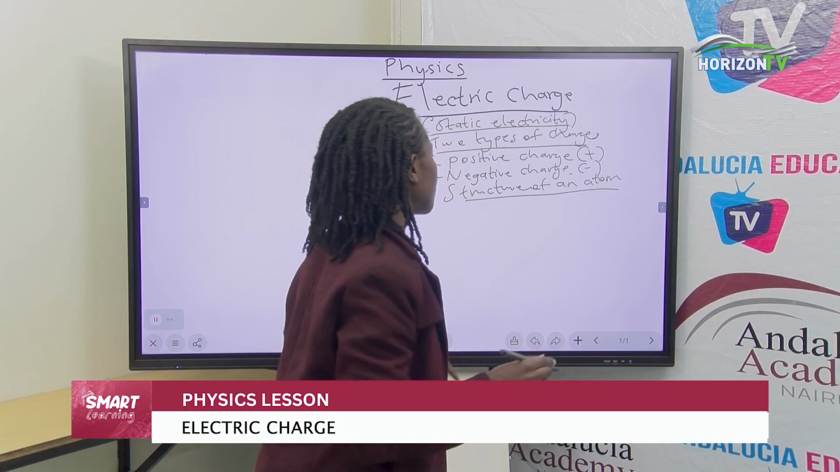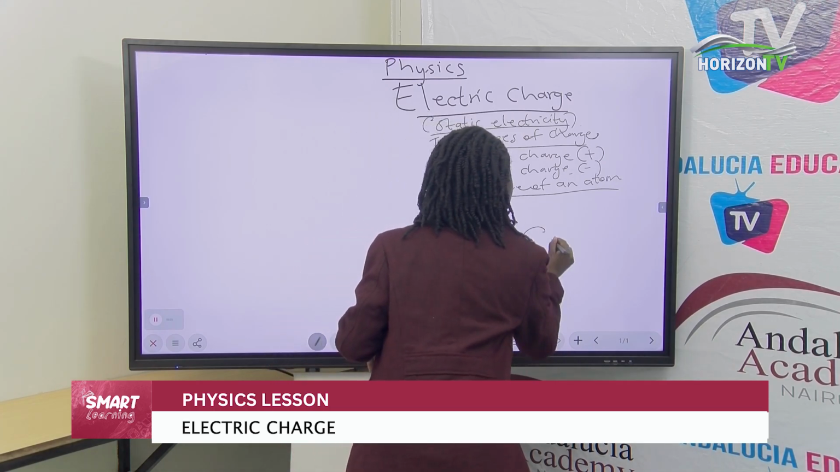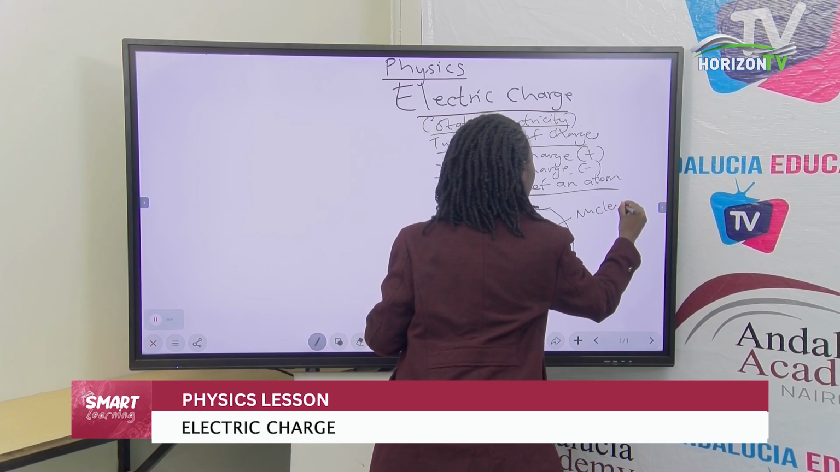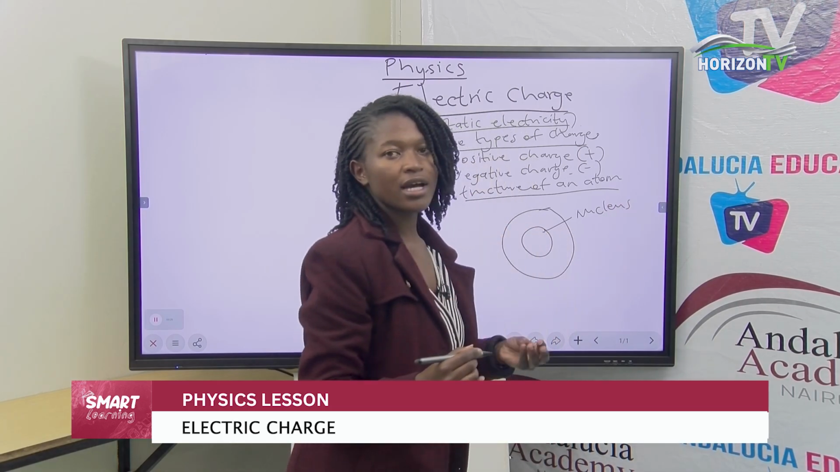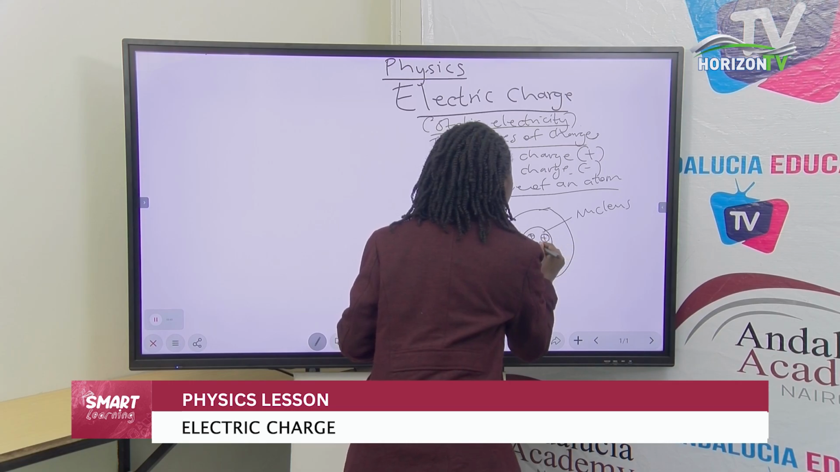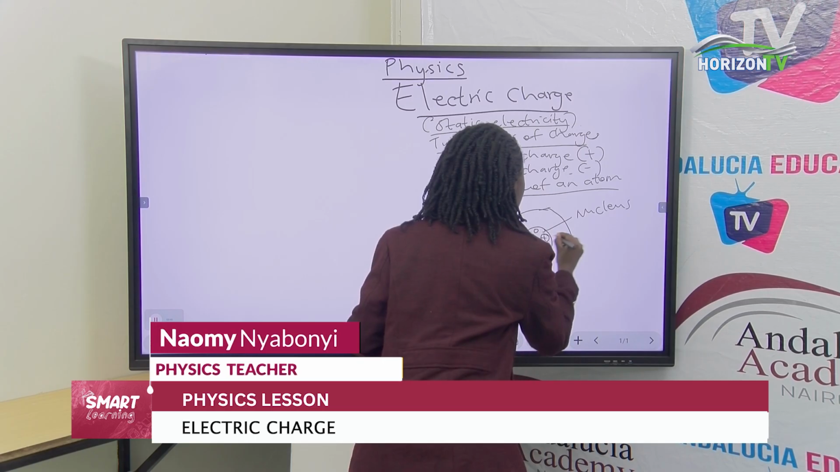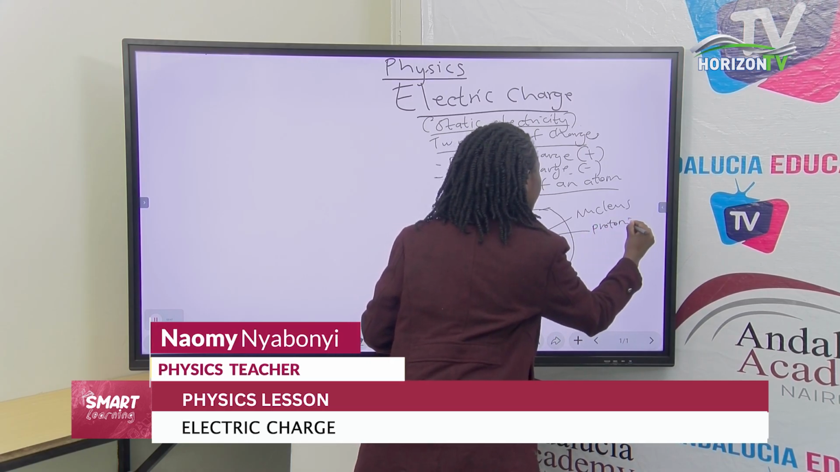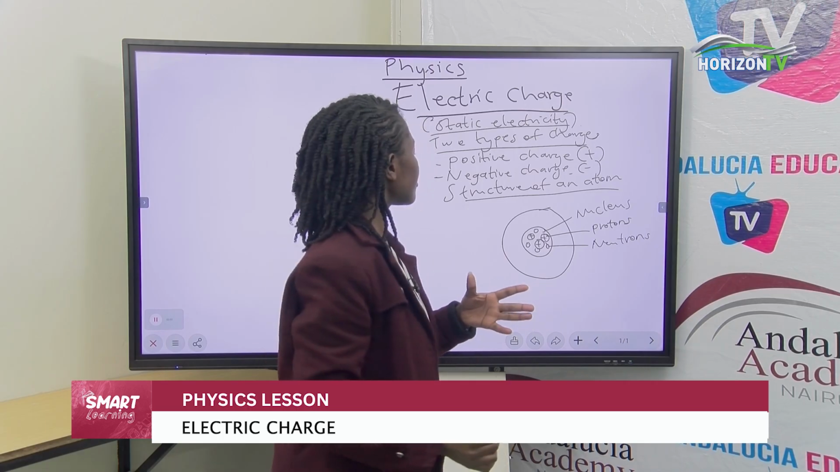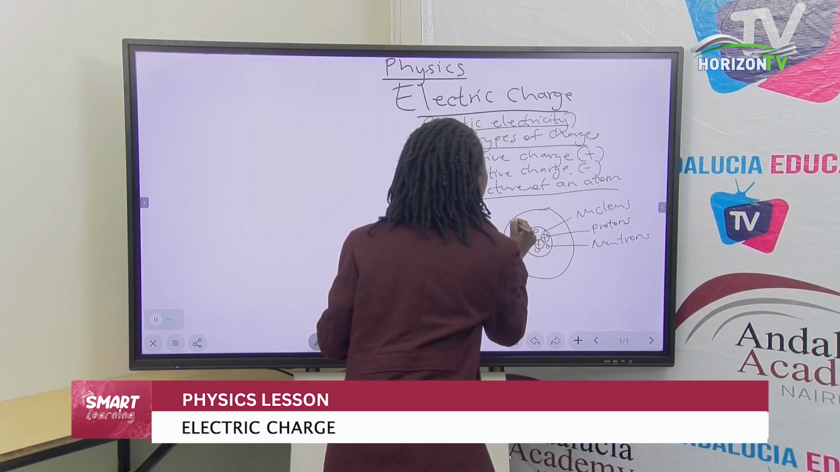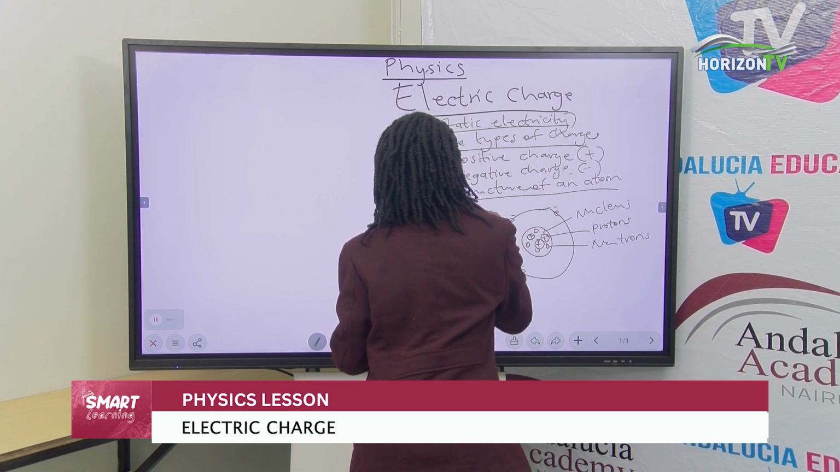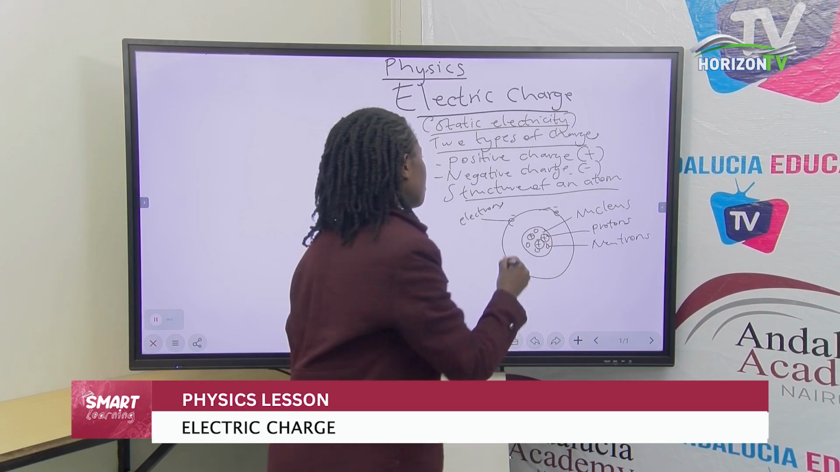The structure of an atom: an atom is made up of a nucleus and some energy shells. This one is our nucleus, and inside the nucleus we have subparticles, which are the protons and neutrons. The positive ones are the protons, and we have neutrons. Around the nucleus we have the shells, and the particles found there are called electrons. The electrons are orbiting around the nucleus.